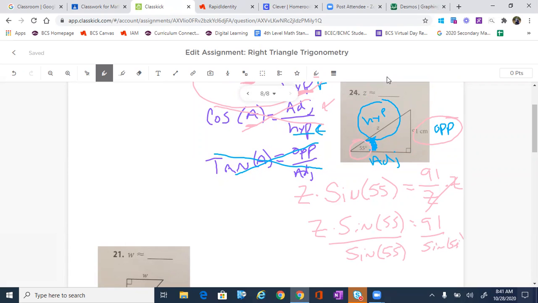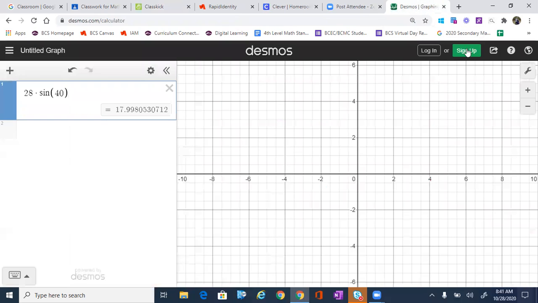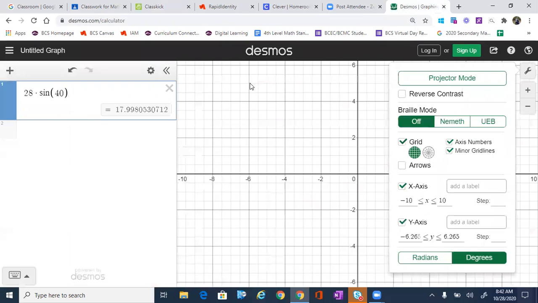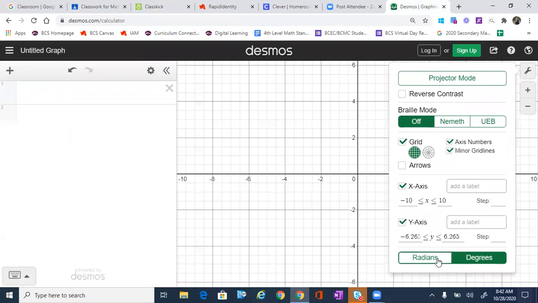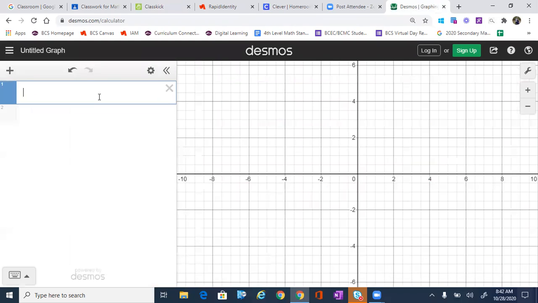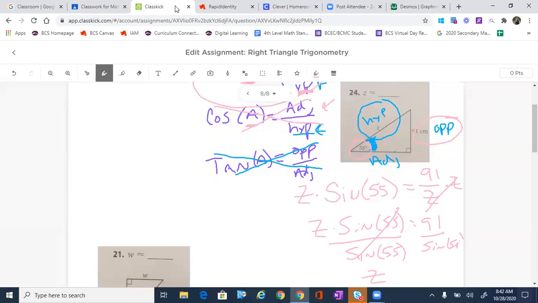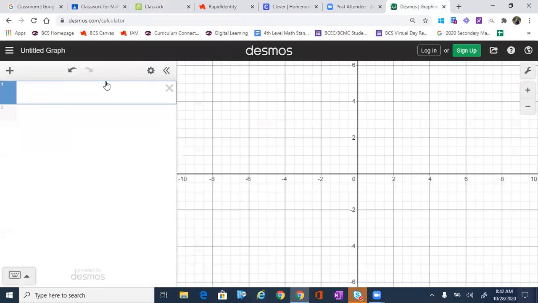Okay, and we just have to type that into Desmos. Now, remember from previous videos, it's really important. We need to go to the wrench on Desmos, and we need to make sure that we are in degree mode. So we have radians and degrees. You need to make sure that we are in degree mode by clicking on degrees. And then after we do that, we just go directly in and type it in, 91 divided by sine of 55.